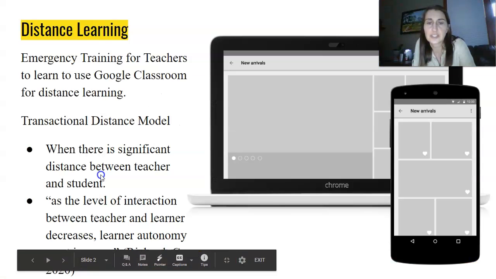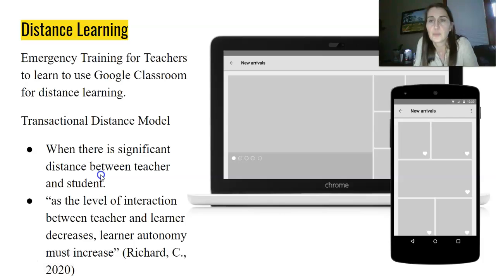And transactional distance seemed like the perfect model for distance learning because of these two key things. When there's a significant distance between teacher and student, which is exactly where we all are right now, as well as the level of interaction between the teacher and learner decreasing, and learner autonomy increasing. And so I designed this model as though it were a perfect situation given what we were facing.